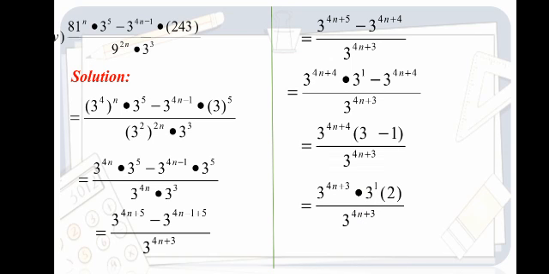So for that we can write it like 3 raised to power 4n plus 3 into 3 raised to power 1, because when we will combine the terms, add the powers because of the same base, it will give you 3 raised to power 4n plus 4. 3 minus 1 that was in the bracket, it will give you 2. Now 3 raised to power 4n plus 3 in the numerator and the denominator will be cancelled. 3 raised to power 1 is 3, so 3 multiplied by 2 equals 6.